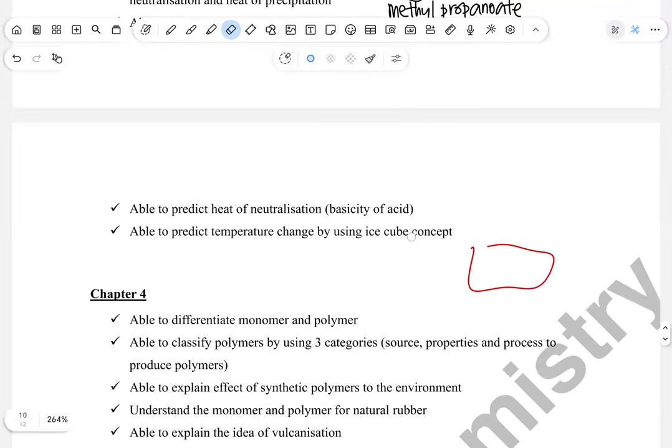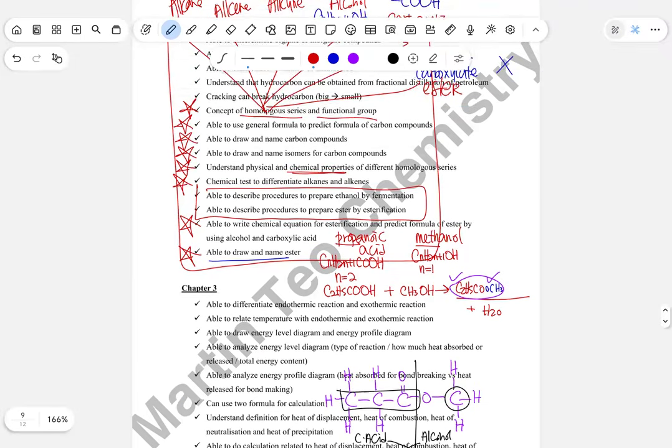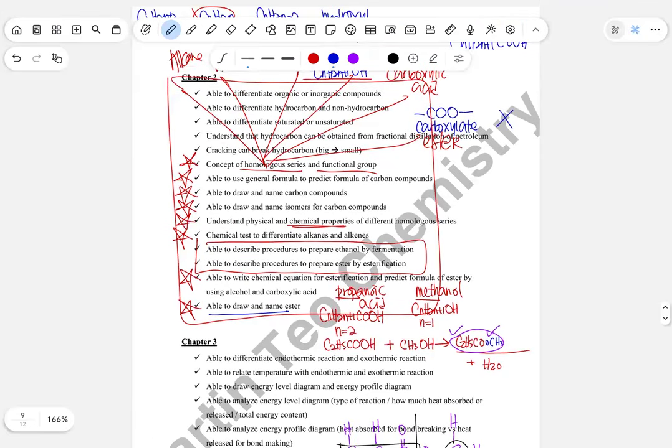So simple as that, okay? I hope, okay, I'm not teaching you chapter 2 today. I just tell you what is important. You can use this as a good checklist.